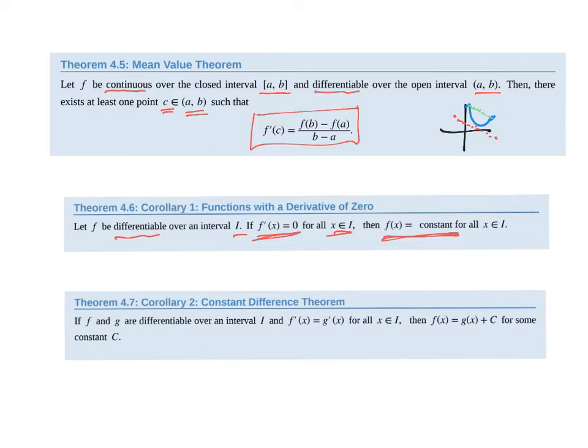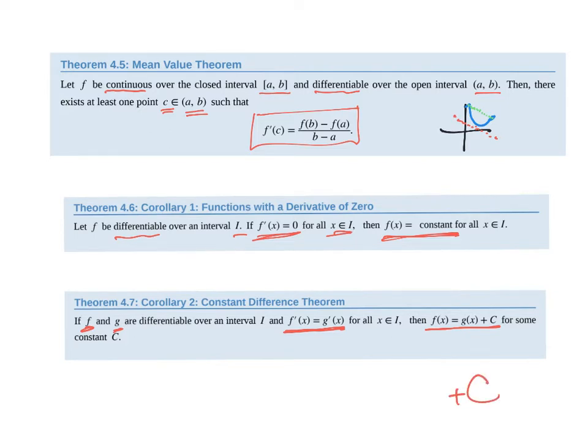But this second corollary is really the one that introduces what we need to start talking about antiderivatives and integration. So in particular, this time we're talking about two functions, f and g. And if their derivatives are the same, then those functions differ by a constant. We call that constant capital C.